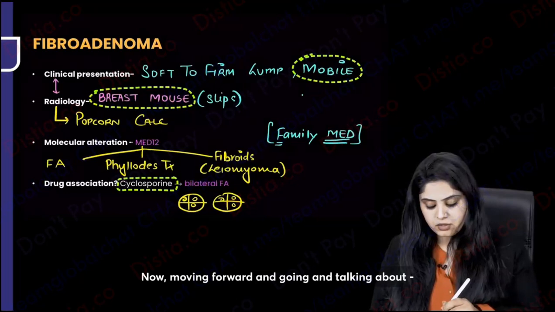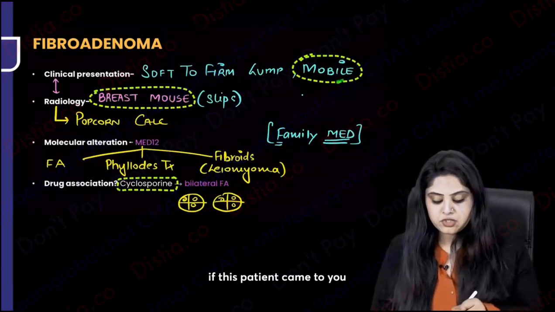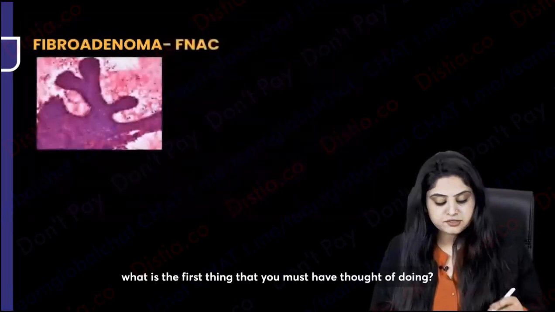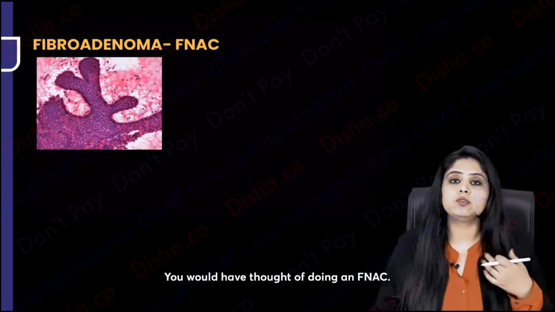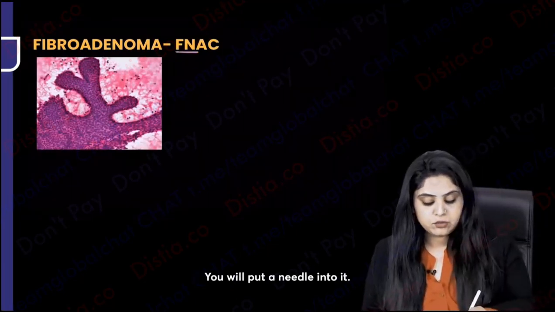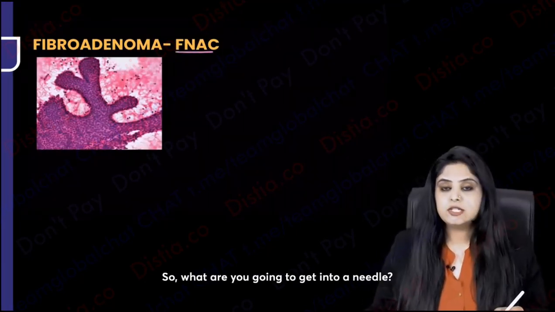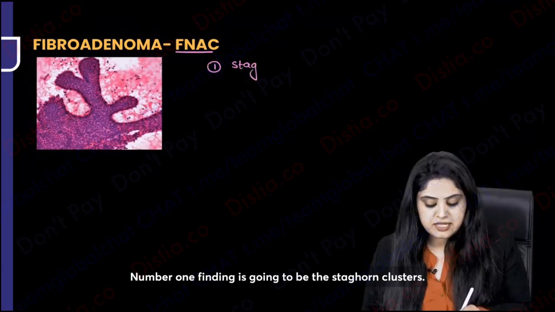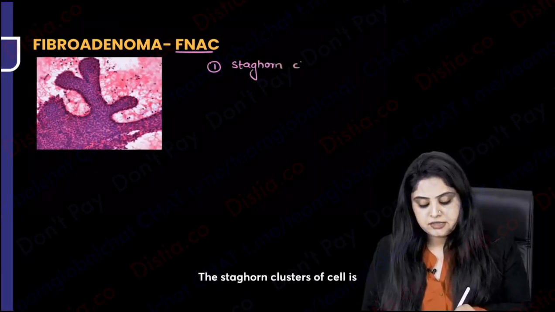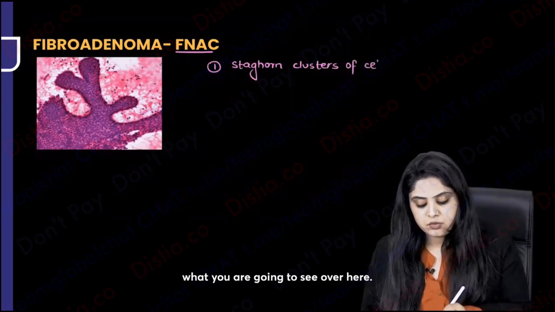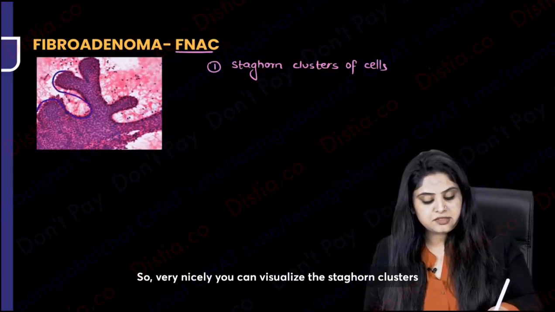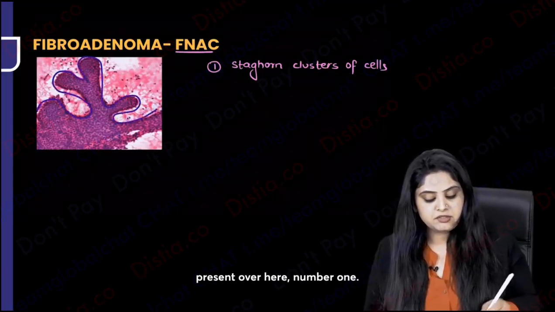Now moving forward, if this patient came to you with a breast mouse kind of lump, what is the first thing you must have thought of doing? You would have thought of doing an FNAC. You will put a needle into it. So what are you going to get in the needle? Number one finding is going to be the staghorn clusters. The staghorn clusters of cells is what you are going to see over here. Very nicely you can visualize the staghorn clusters present here.